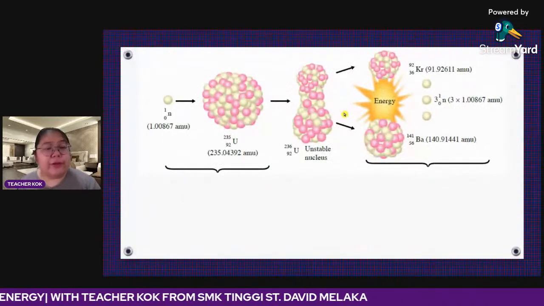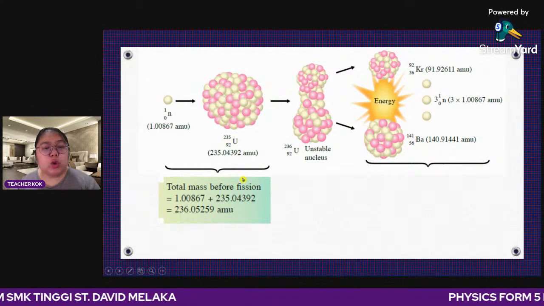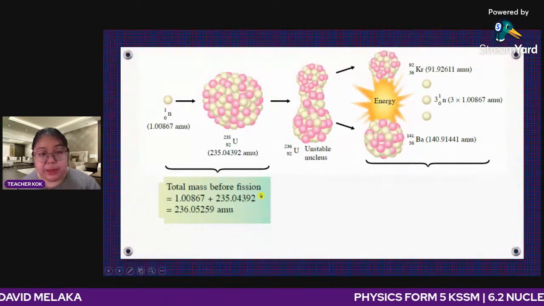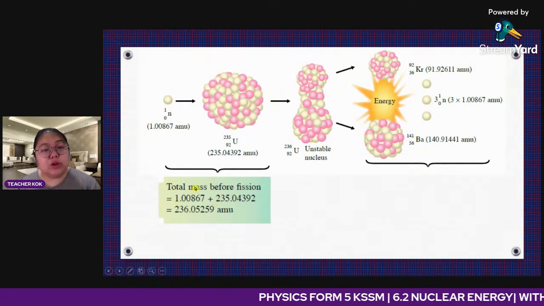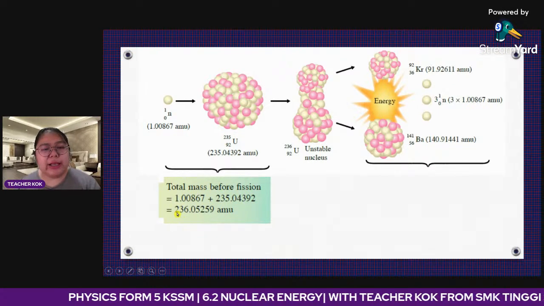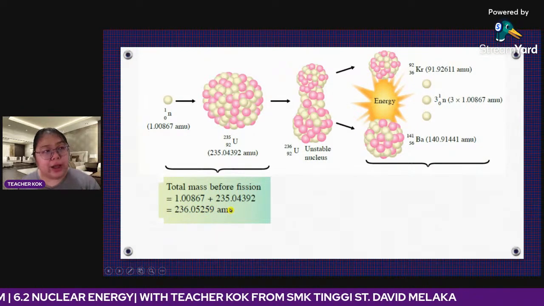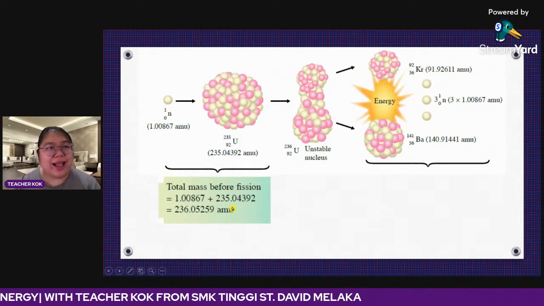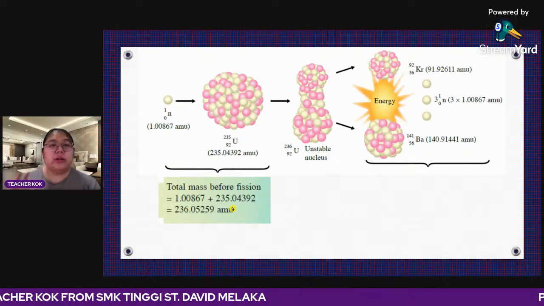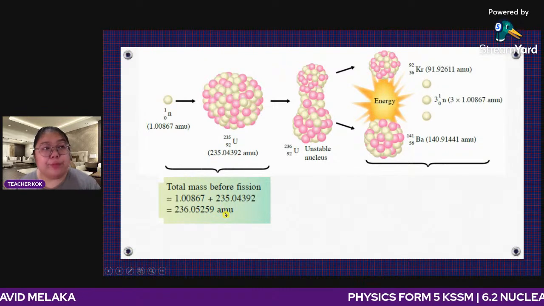Now we go to find first the total mass before the reaction. So we take the neutron mass plus uranium. I get 236.05259. Don't cut the decimal places, you need to write the full number. Then you write the unit, AMU.